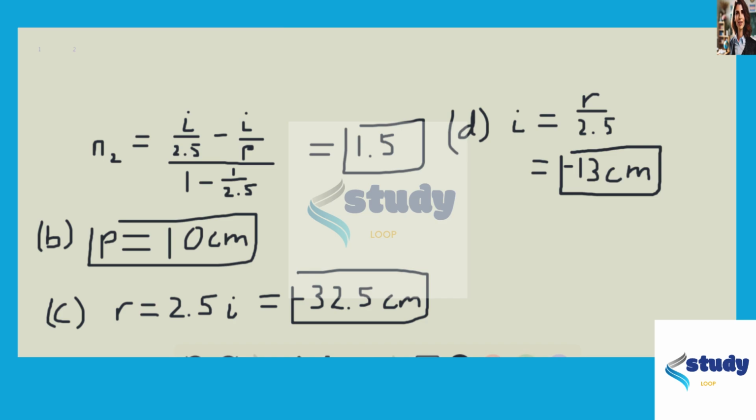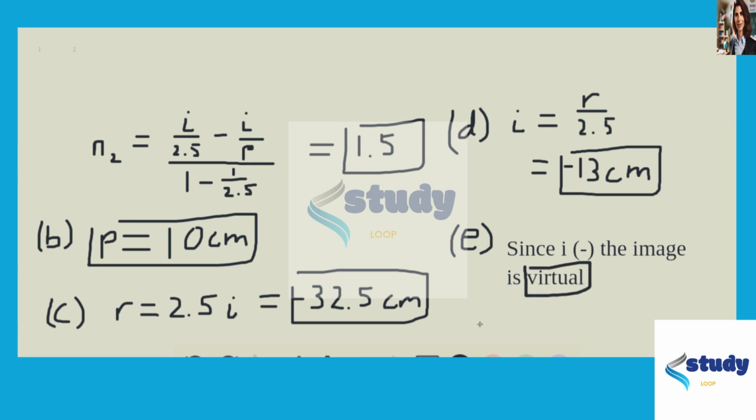Part E says, is the image virtual? And it wants to know if it's virtual and if it's upright. So the image is virtual because I is negative. So we can say, since I is negative, the image is virtual, right? And we want to know if the image is upright.